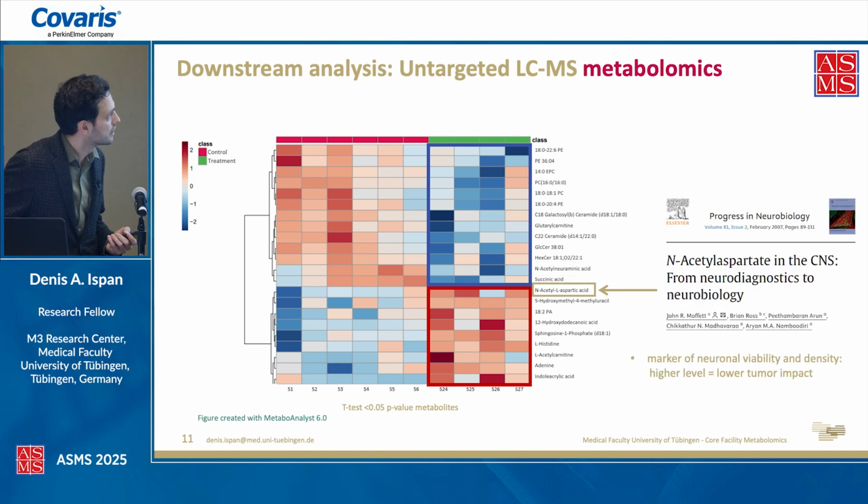Another example could be N-acetyl aspartic acid, which is often considered a marker for neuronal viability and density, and a higher level of this metabolite would indicate a lower tumor impact.